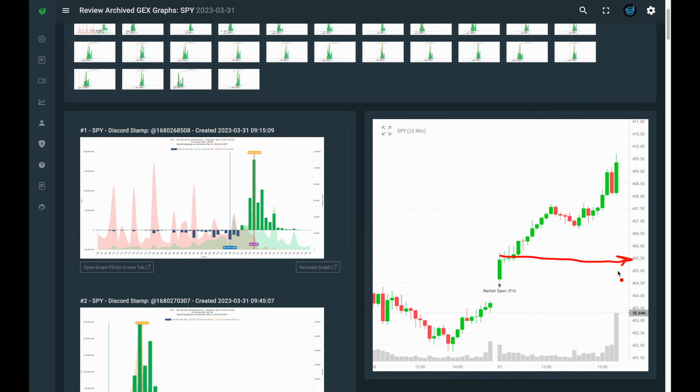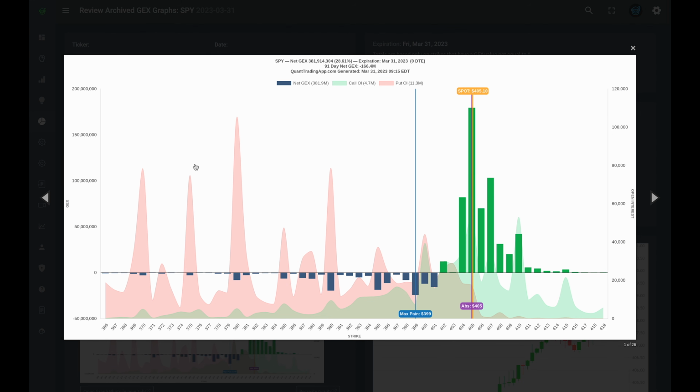So we have 405.50. Market ends up pushing up to 407. So from pre-market, what clues did we have? We can see that 407 was right here.